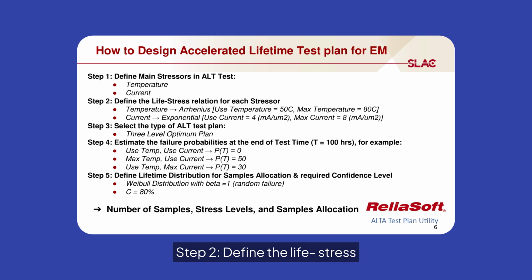Step 2. Define the life-stress relationship for each stressor. Next, we determine how each stressor affects component lifetime. Temperature is modeled using an Arrhenius relationship with a use temperature of 50 degrees C and a maximum test temperature of 80 degrees. Current is modeled with an exponential relationship, where the use current is 4 milliampere per micrometer squared, and the maximum test current can go to 8.